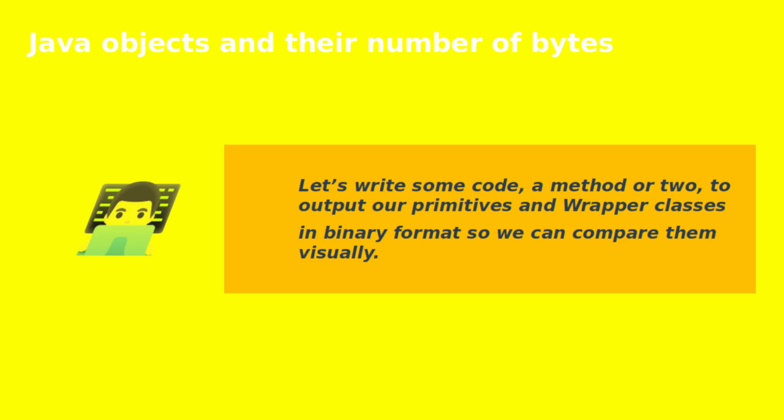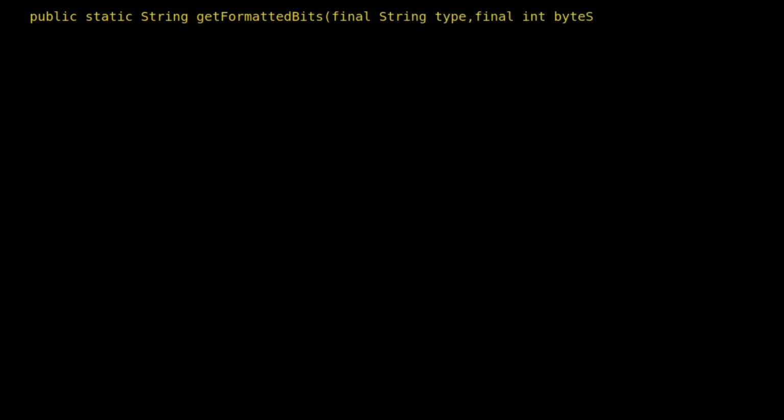What I'm going to do here is write 2 methods so that we can output our types in binary format. It will print them out to the console as zeros. So a byte will have 8 zeros and a long would have 64 zeros, so we can see them visually.